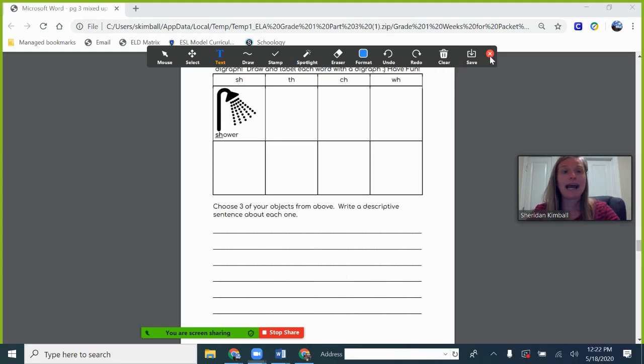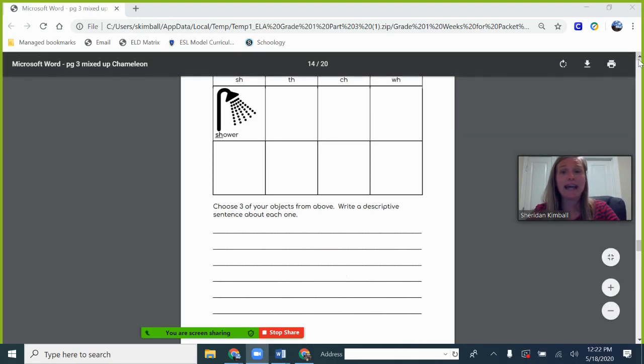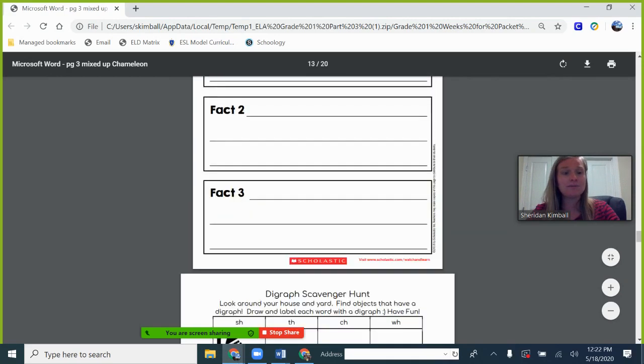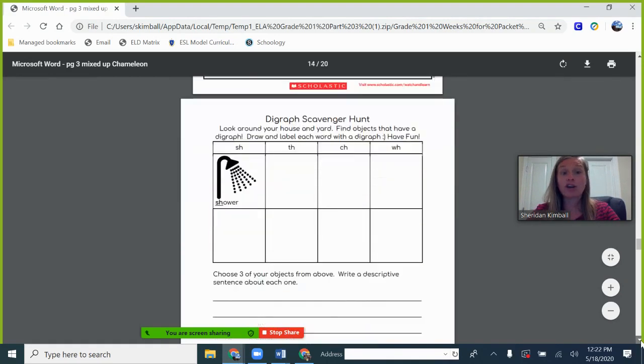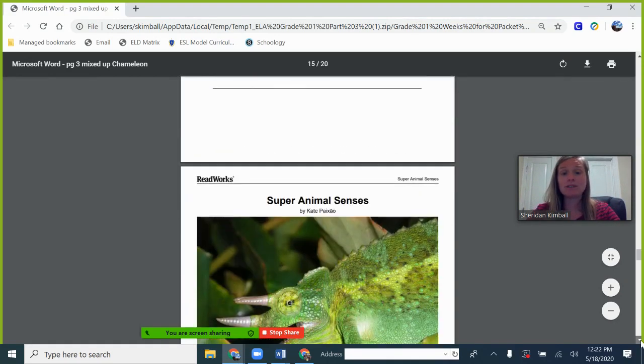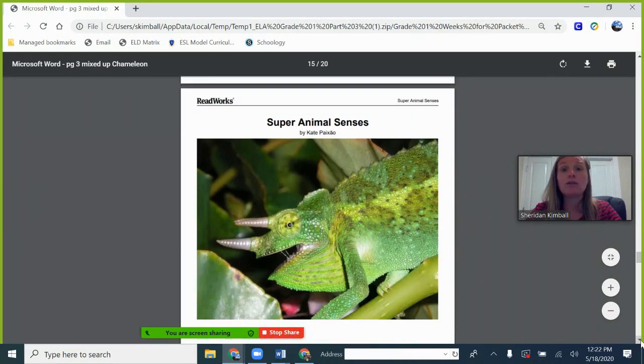Now let's keep looking. Our last job for today is to read this article about super animal senses. And you can see this right in your packet too, friends. So as Miss Kimball is reading, it is important that you are using your finger and touching the words to help you be a better reader.